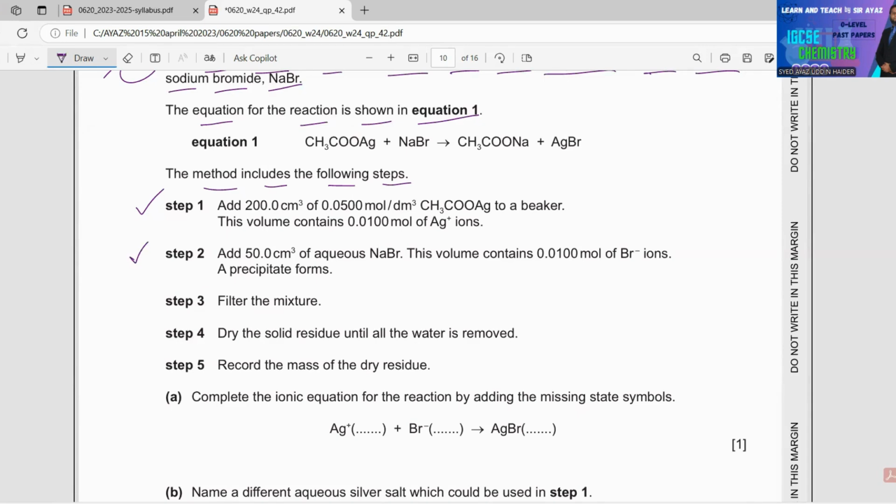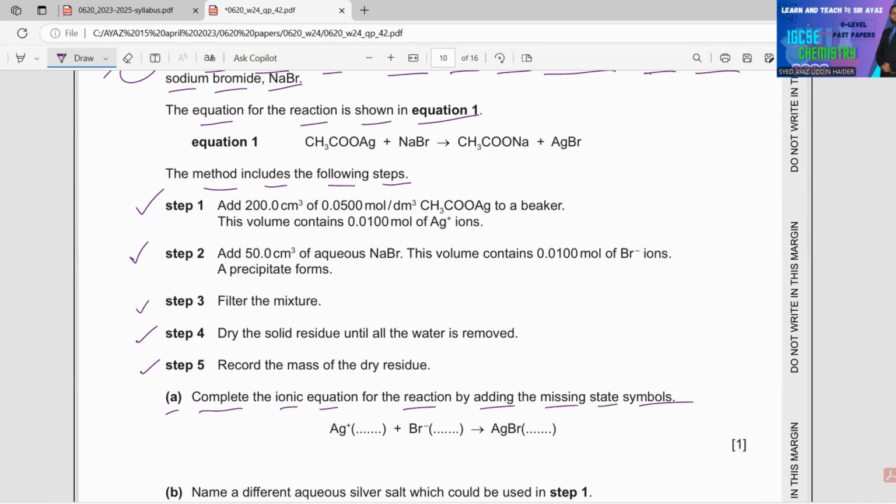Step 2. Add 50 cm3 of aqueous NaBr. This volume contains 0.01 mole of Br- ions. A precipitate forms. Step 3, filter the mixture. Step 4, dry this solid residue until all the water is removed. Step 5, record the mass of the dry residue. A. Complete the ionic equation for the reaction by adding the missing state symbols.